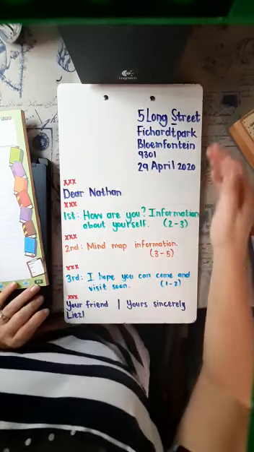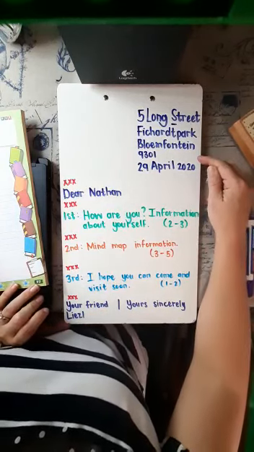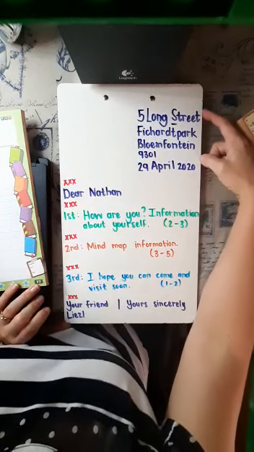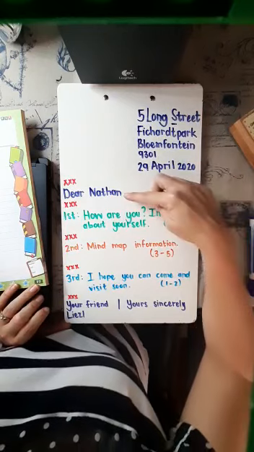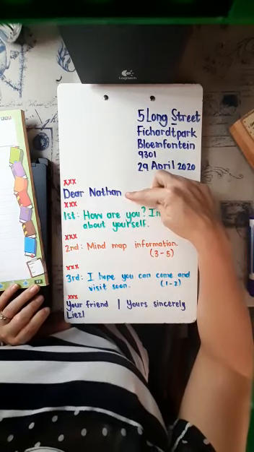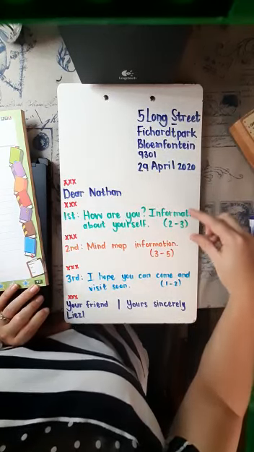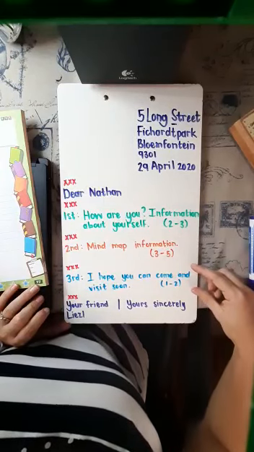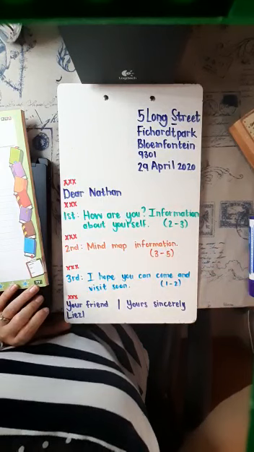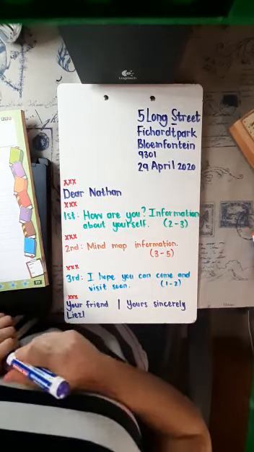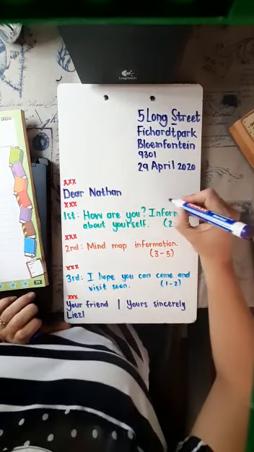Okay, if we can recap again, if you look at the top right hand corner, you write your address at the top, the date, then your greeting or salutation, first paragraph, second paragraph, third paragraph, and you're ending with your name. Now, if we can just quickly look at the first paragraph, this is your intro.